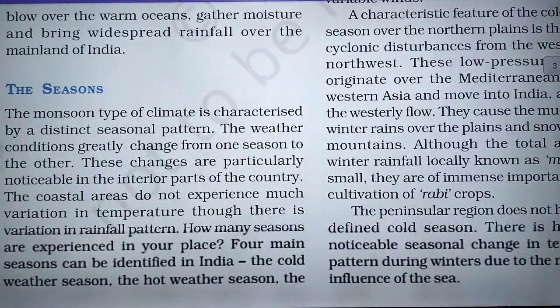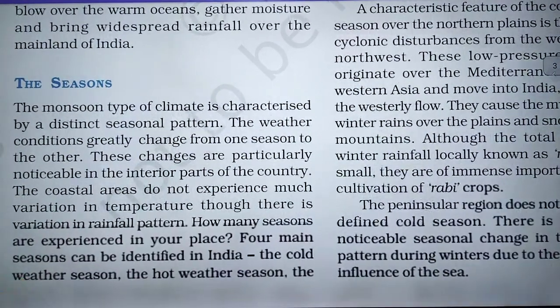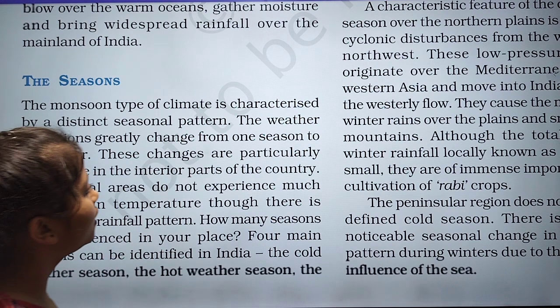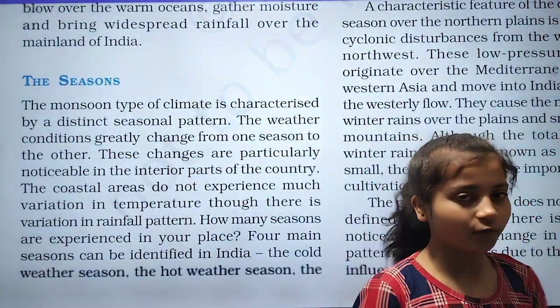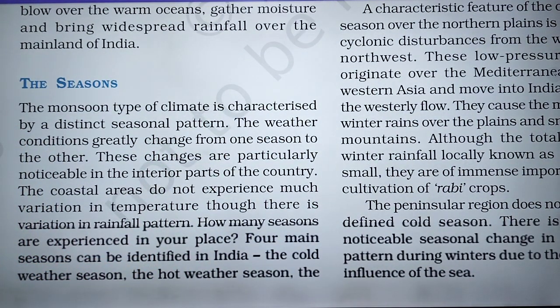Now here we are talking about the seasons. Our next topic is the seasons. The monsoon type of climate is characterized by a distinct seasonal pattern, where the weather conditions greatly change from one season to the other. We all know that the weather changes from one season to another, either rainy, winter or summer.